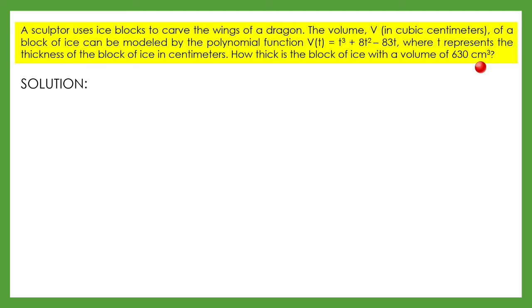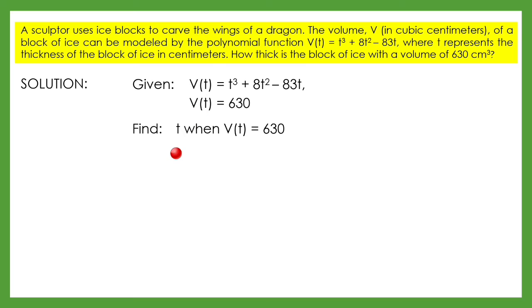Okay, sa solution natin, isusulat muna natin yung mga given. Ang given natin, yung polynomial function, v of t equals t cubed plus 8t squared minus 83t. And then, yung v of t, which is 630, yung volume ng ating ice block. Okay. And then, identify what is unknown. So, ang hinahanap dito yung t when v of t equals 630. How thick is the block of ice? Gaano kakapal yung block of ice?